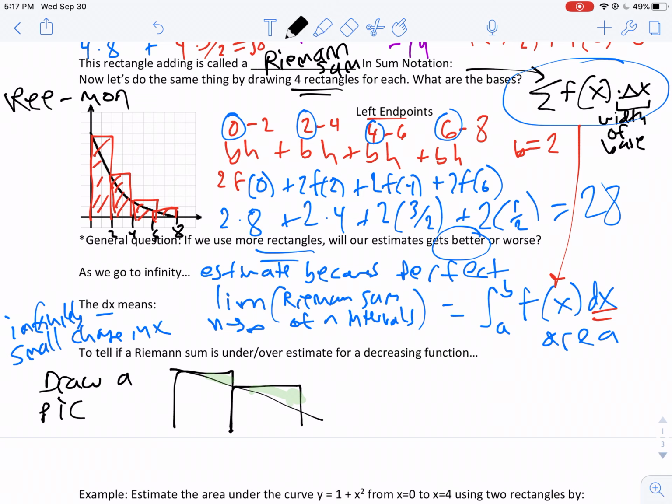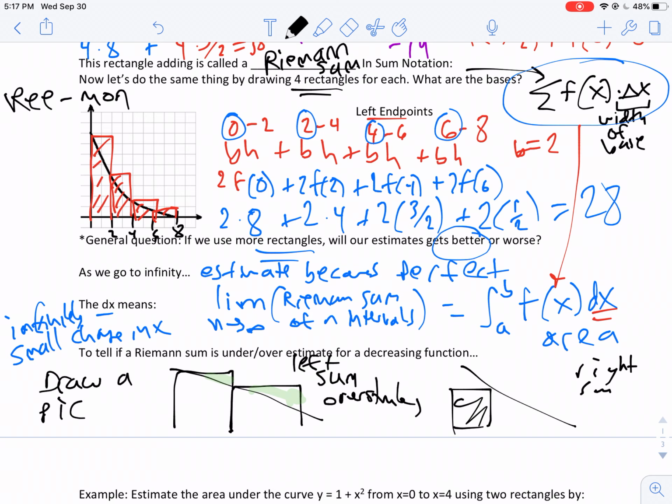So in this case, the sum overestimates the actual area. And of course, the opposite of this is true if you use a right sum. If you have a decreasing function and use a right sum, so use the height of the right endpoint and go over, you can see that that right sum underestimates the actual area, right? There's some area that it just doesn't get to, it doesn't find.